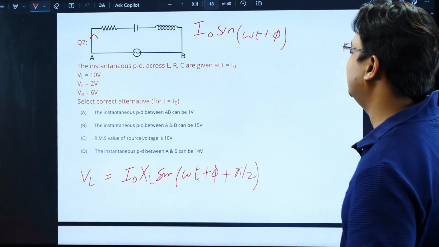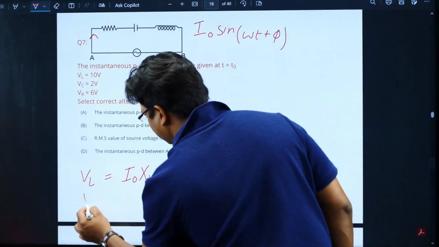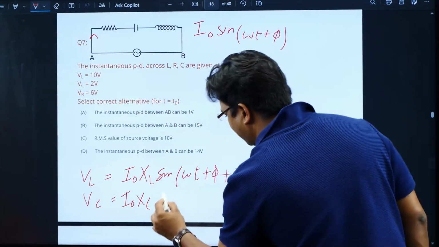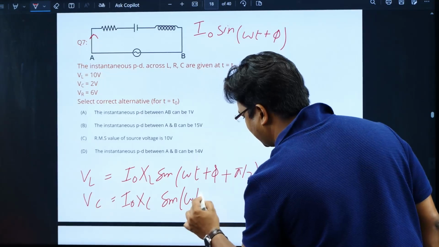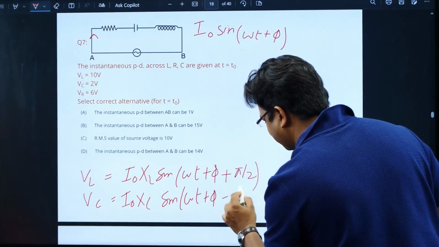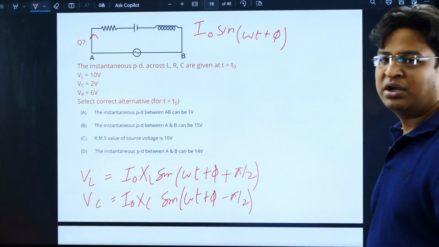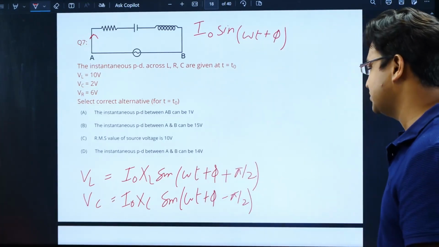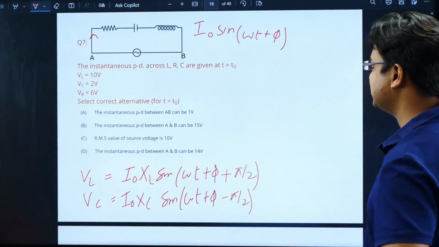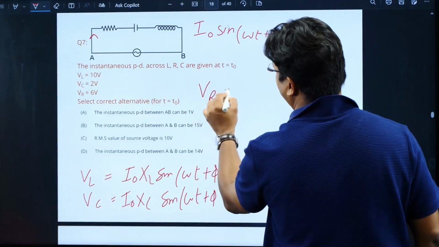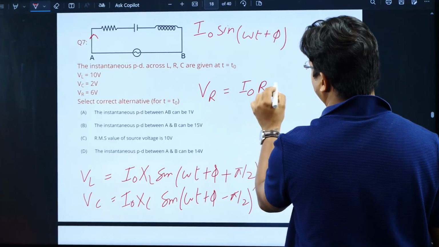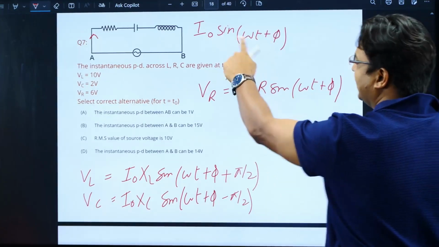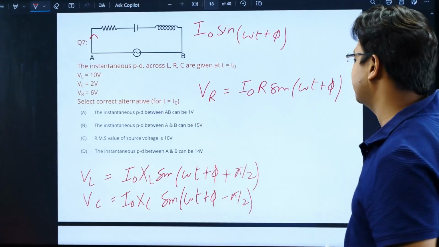Then how will we write VC? VC will be written as I0 XC sin(omega t plus phi minus pi by 2), because for a capacitor the current leads the voltage across it, so minus pi by 2. For resistance, VR would be I0 R sin(omega t plus phi). The current in a resistor is in phase with the potential difference across it.